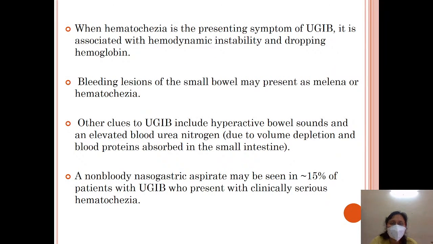When hematochezia is the presenting symptom of upper GI bleed, it is associated with hemodynamic instability and dropping hemoglobin. Bleeding lesions of the small bowel may present as melena or hematochezia, and other clues to upper GI bleed include hyperactive bowel sounds and an elevated blood urea nitrogen due to volume depletion and blood proteins absorbed in the small intestine. And a non-bleeding nasogastric aspirate may be seen in 15% of patients with upper GI bleed who present with clinically serious hematochezia.